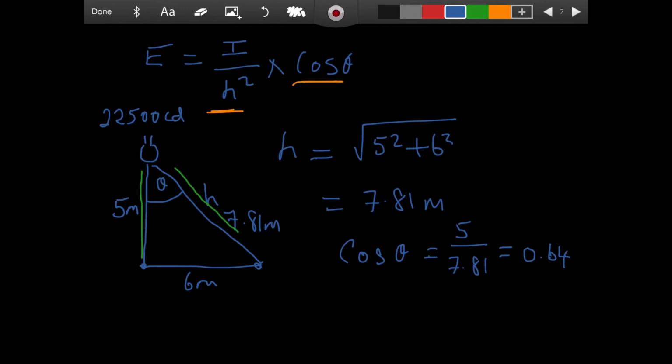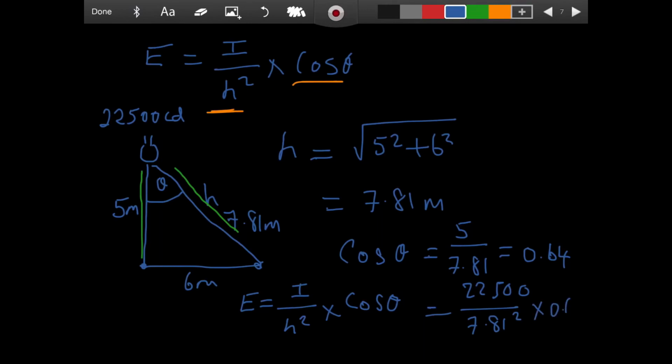Okay, so we are going to be using these new values in our equation, which I'll remind you is E equals I divided by h squared times the cosine theta, and that's going to equal 22,500 divided by 7.81 squared times 0.64, and when you put that in your calculator you get 236 lux.